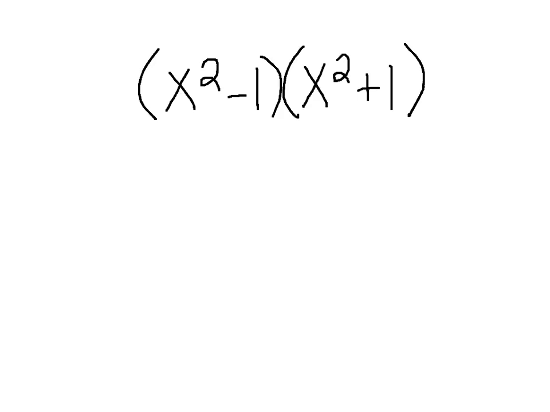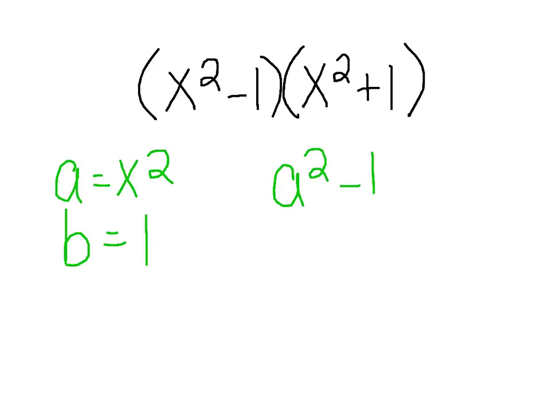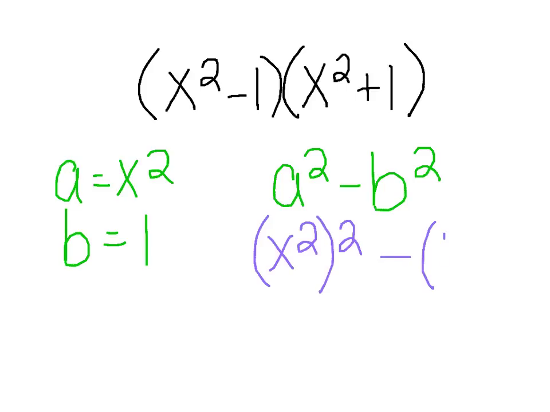Looking at one more example, we have x squared minus 1 times x squared plus 1. Even though we have exponents in here now, the same rules apply. A is going to equal x squared, b is going to equal 1, and we have a squared minus b squared. While looking at this, a is x squared, so that is x squared squared minus b, which is 1, squared. X squared squared is 2 times 2. We multiply the exponents. So x to the 4th minus 1 squared, which is 1. So x to the 4th minus 1 is the product of x squared minus 1 times x squared plus 1.